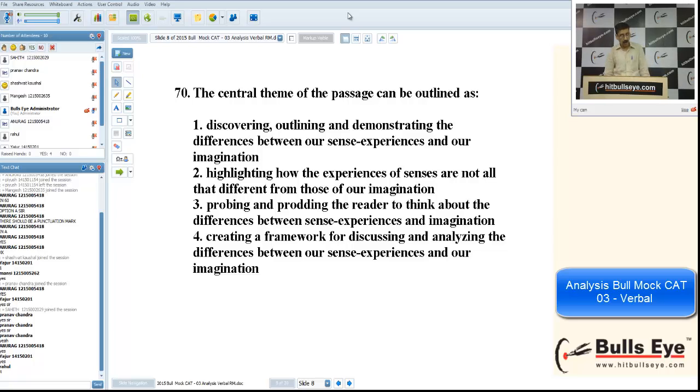Why is the second wrong? Highlighting how experiences and senses are not at all different from our imagination, no doubt. Sometimes they overlap also. Technically, again, no, they are not. They are different, but at the same time, the line of difference is very thin. Third, it says probing and prodding the reader to think about the differences between sense, and the third is also wrong. So I think the answer is the fourth. The 70th answer to this question is the fourth.